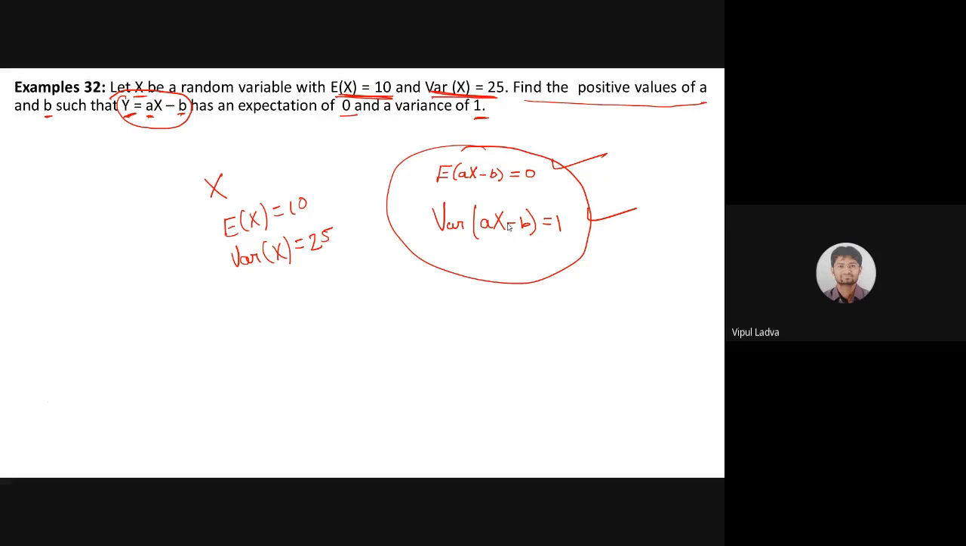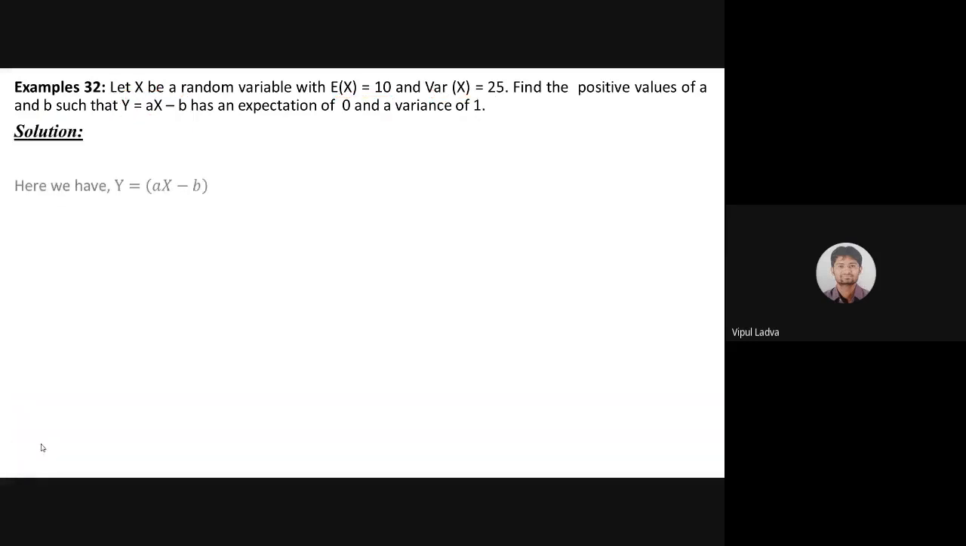Let me show the solution. Now we are looking for a new variable, that is y. It's just a labeling, so don't worry about y. It is ax minus b. Expectation of y equals expectation of ax minus b, as I just said. Now, we know that expectation must be 0, so I'm equating that with 0.